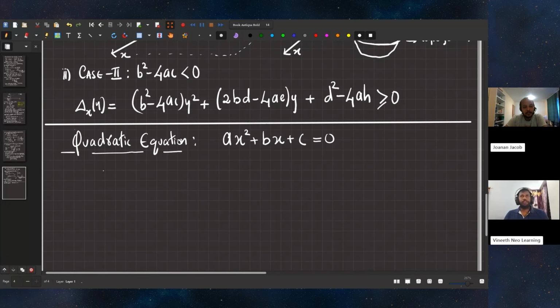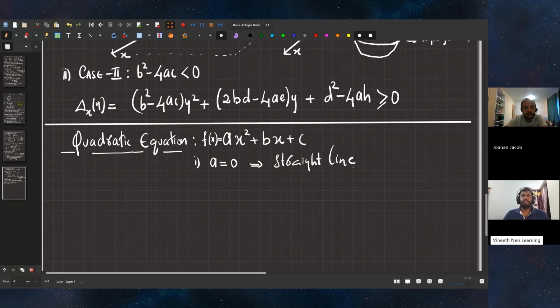If a equals 0, then it will be a straight line. So that's actually case one: a equals 0, this is a straight line. Let's not make it an equation, let's just make it a polynomial function. If a equals 0, this will be a straight line.